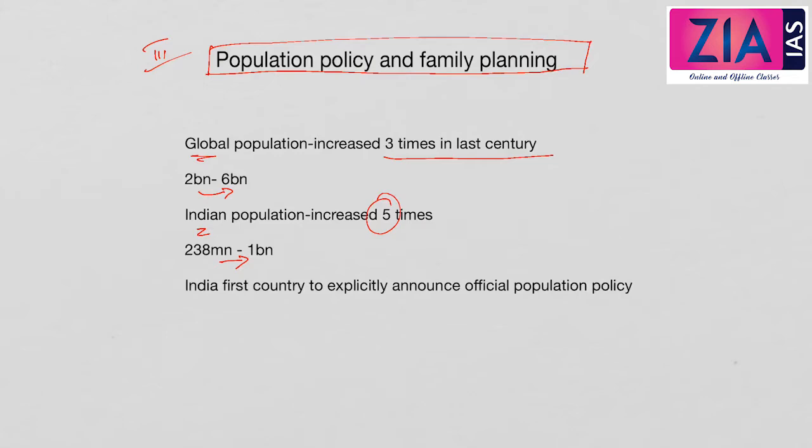When a question comes with regard to population policy and family planning, include certain data on global population and Indian population, and how their growth trend has been going. Then we can continue by saying that India is the first country to explicitly announce an official population policy. So in the world, the first official population policy was introduced by India.